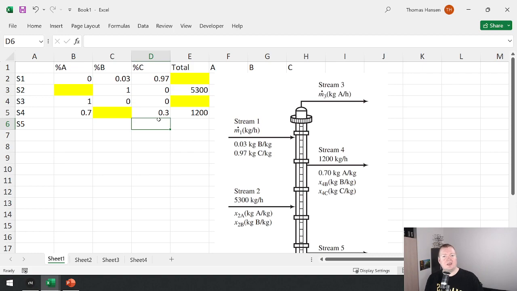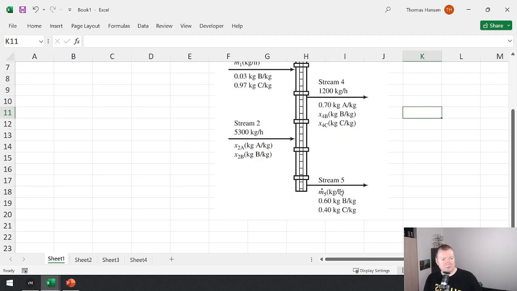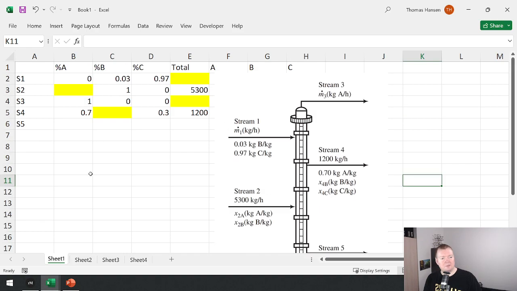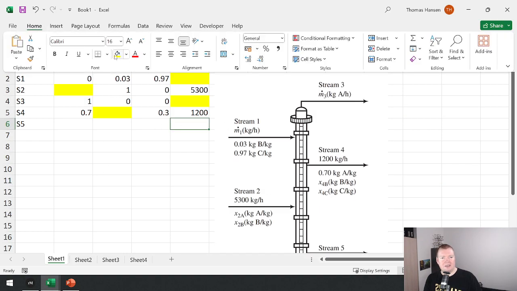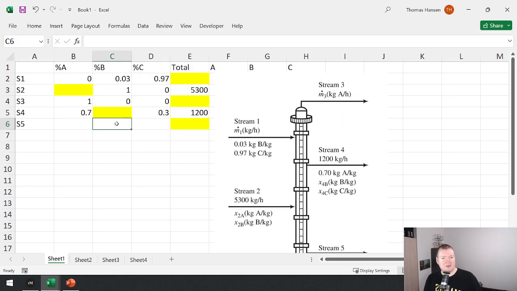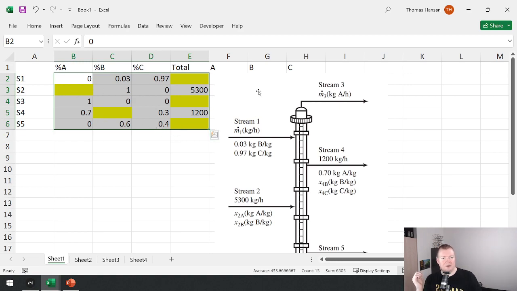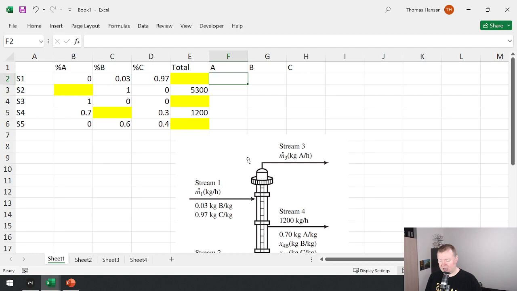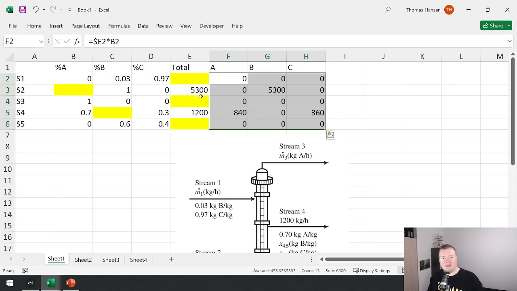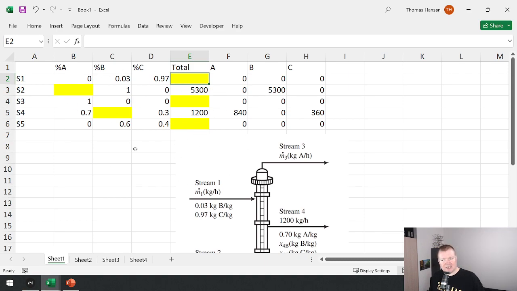There we go. And for stream 5, scroll down a bit. I don't know what the mass is, but I know the compositions. So unknown mass, 60% of B, 40% of C, no A, check. So that's basically the information that I have. 5 unknowns, and over here I can calculate just like I normally do. That one times the percentage. Fill right and down.